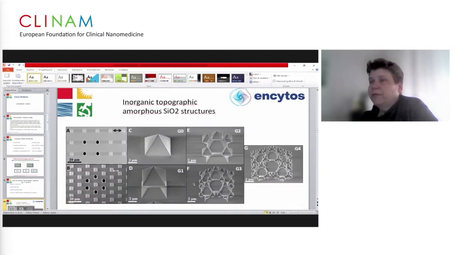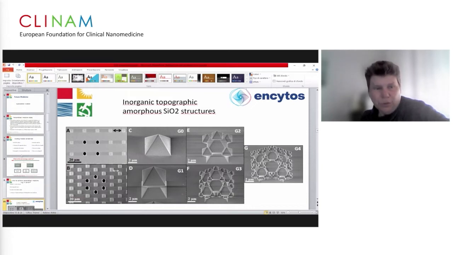So what we have is an inorganic topographic amorphous silica structure, which we have either in square conformation or in hexagonal conformation. We can create these structures with increasing complexity. So at a certain point, we have a fractal-like structure.